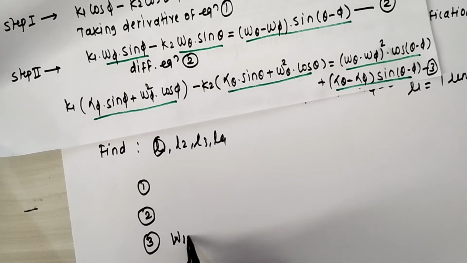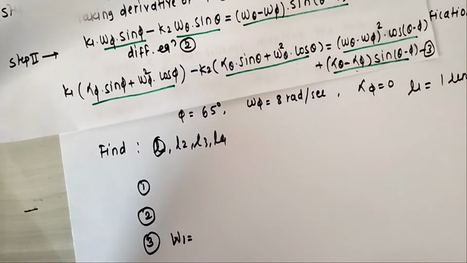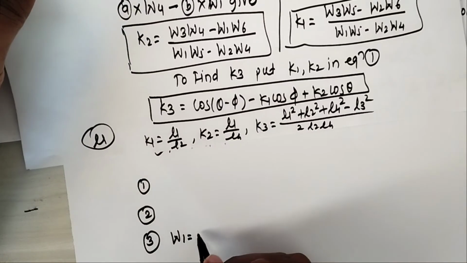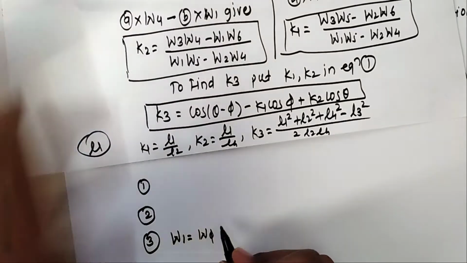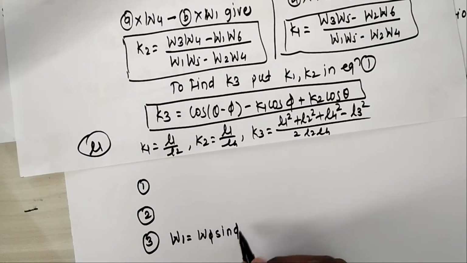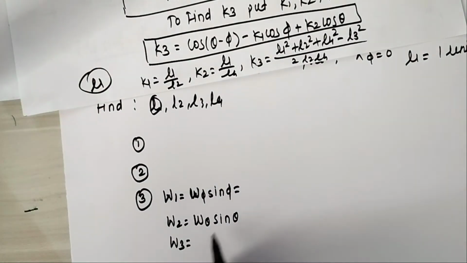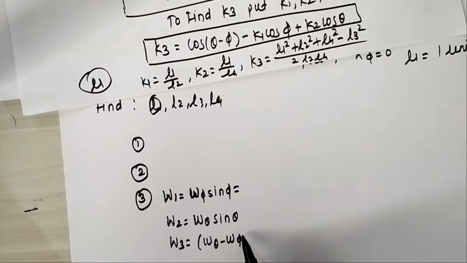the kinematic coefficients. So W1, we know what W1 is. W1 is omega phi sin phi. So I am writing W1. Okay, let's first write down these kinematic coefficient equations. Omega phi sin phi. W2 is, sorry, it is not W phi, it is omega phi. This one is omega theta sin theta. W3 is omega theta minus omega phi into sine of theta minus phi.